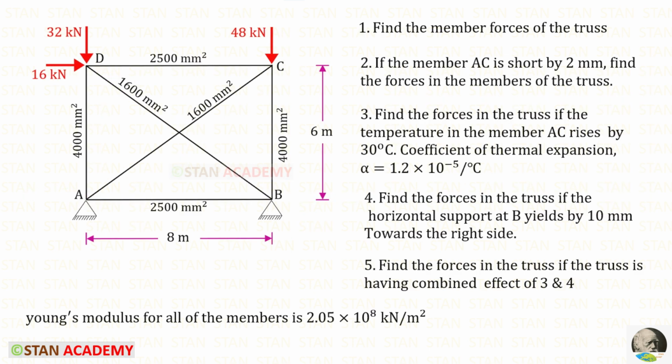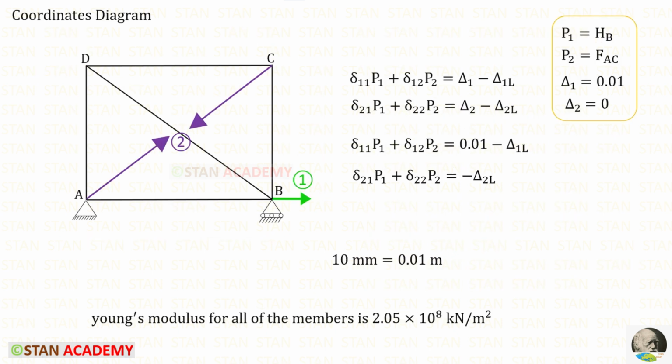Now we are going to do the fourth question. Find the forces in the truss if the horizontal support at B yields by 10 mm towards the right side. Our first coordinate is the horizontal support at B, HB. It yields by 10 mm towards the right side. We can convert that into meter, so we will get 0.01 meter. The yielding occurs towards the right side. We have kept our coordinate also towards the right side. So we have to apply this value as positive. So delta 1 will be 0.01.